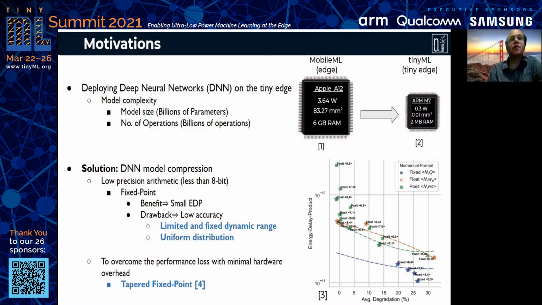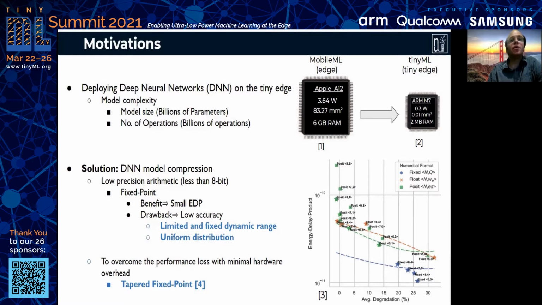One of these techniques is low precision arithmetic using fixed point numerical formats. However, reducing the bit precision in fixed point numerical formats can jeopardize the model performance due to the limited dynamic range and uniform distribution, as represented in the figure on the right.